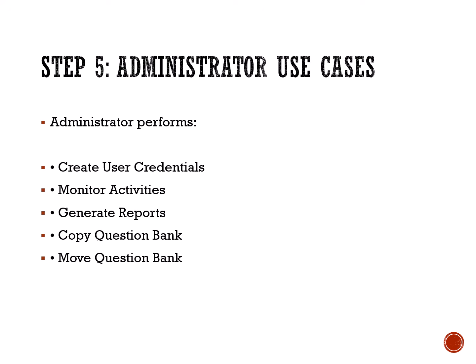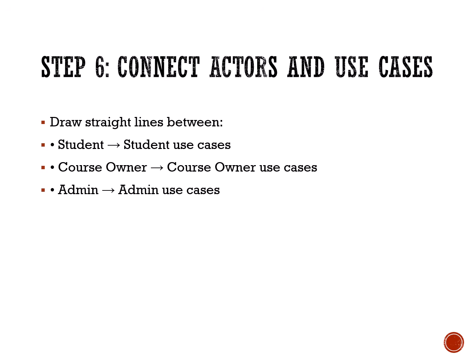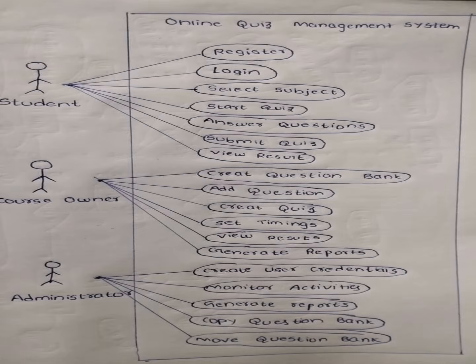Okay, so now what do we have to do after that? We just have to connect straight lines between the actor and their use cases. That's all. Now let me show you the diagram. Here in this diagram, what are the things I have done? First, as I told, I have drawn a rectangle and given the name Online Quiz Management System. After that, I found the three actors from the question. I have just drawn them like this: student, course owner and administrator. I know it is not looking good, but in the exam you have to draw like this.